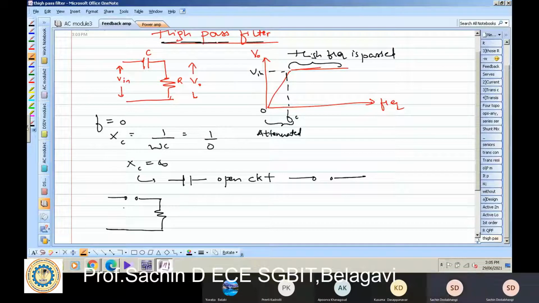So what will be the output voltage? Can anyone tell me what is the output voltage if the capacitor is open circuit? Output voltage will be 0. See, this is my input voltage, and this is my open circuit. When there is open circuit, current will be 0. There is no flow of current, which means current flowing through this resistor will be 0.